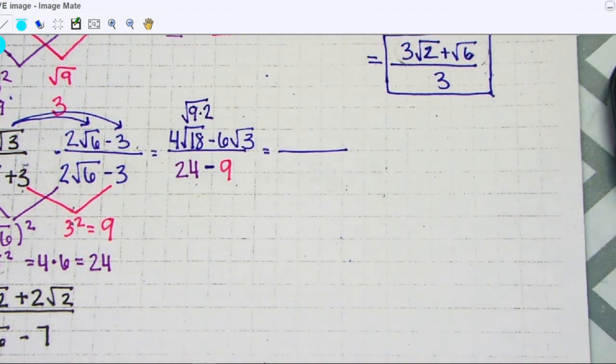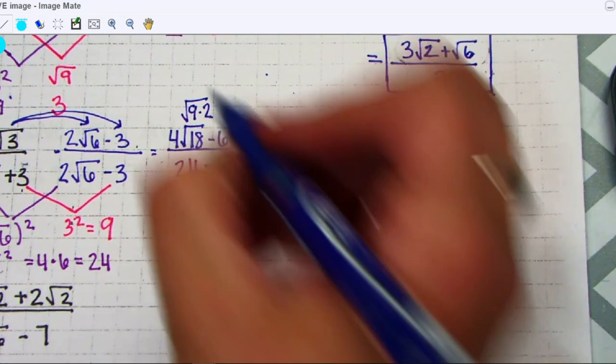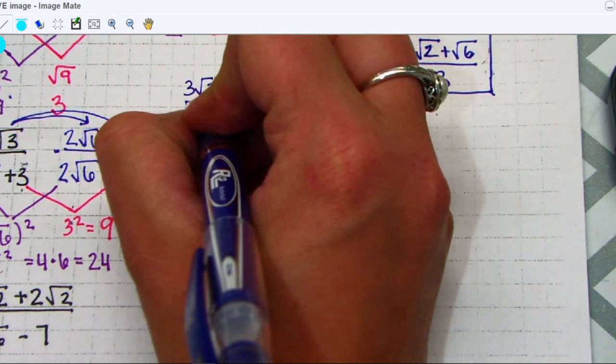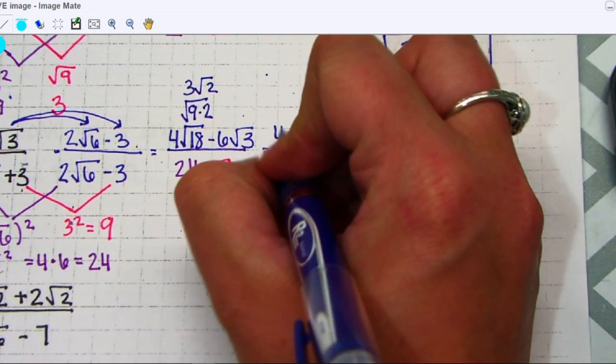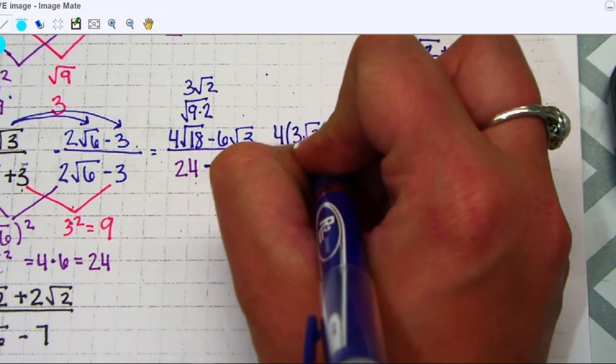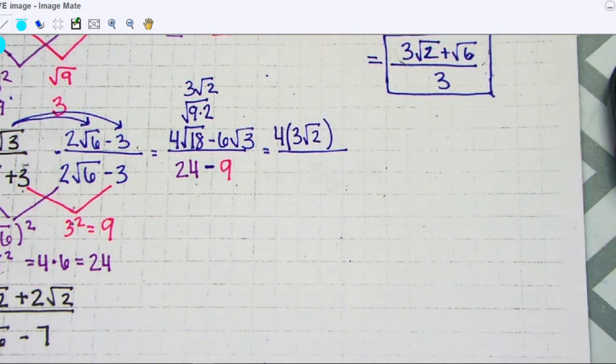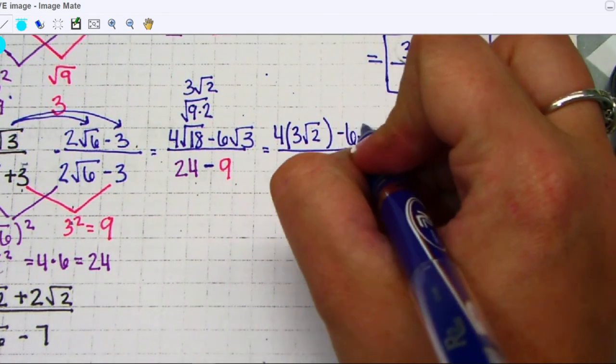I'm just simplifying above it to make my life a little easier. What is the square root of 9? 3. Square root of 2. So what I'm left with is 4 times 3 square root 2. And if you want to go ahead and multiply those to get 12, you can. But for your notes, I'm just putting it that way so it makes a little more sense. Can I simplify the square root of 3? No. So 6 square roots of 3.